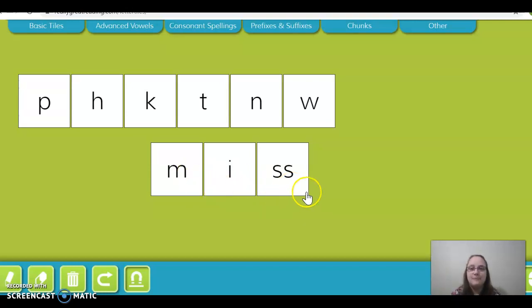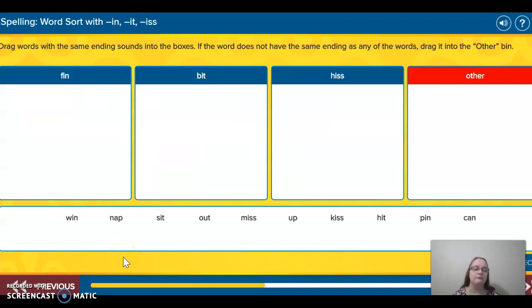Okay, friends, now we're going to head on over to a Wonders activity, and we are going to learn about our short I word families for this week. We have 3 different word families today and 4 boxes in this activity. We have fin, which is the in word family, which is IN on the end. We have bit, which is the it word family, which is IT on the end. And we have hiss, which is the ISS word family on the end. Then we have other, so that means it doesn't go into any of these other boxes.